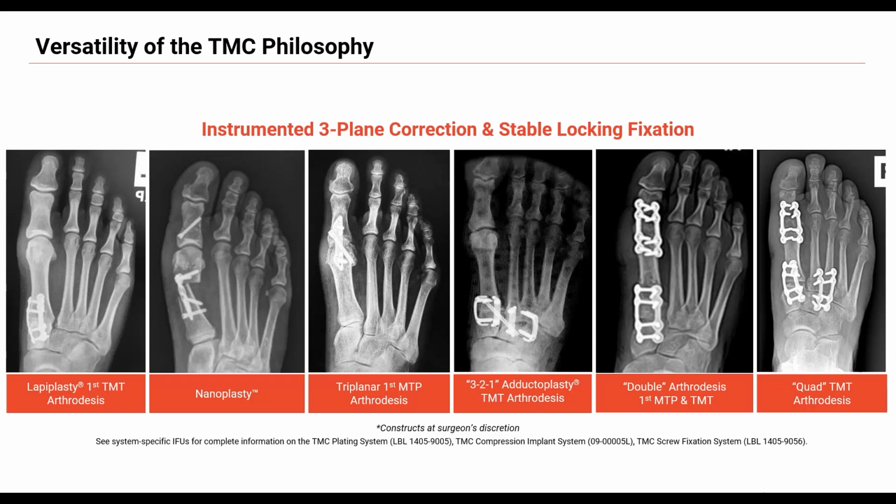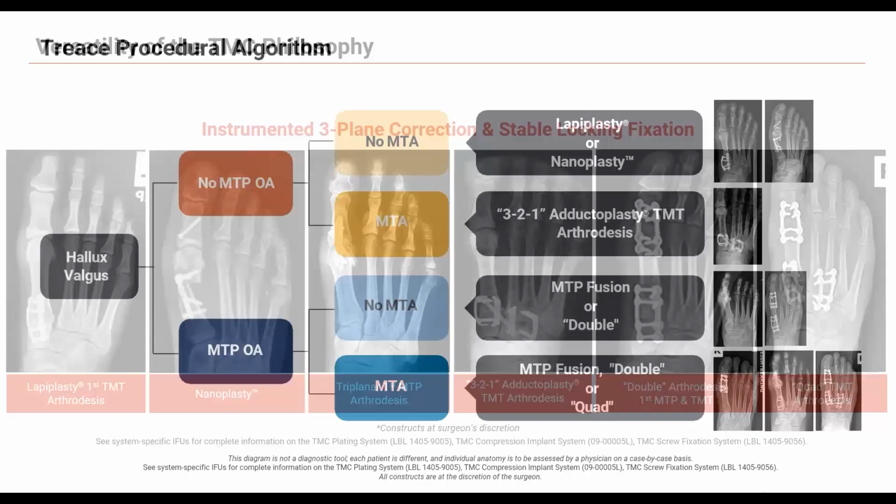The three of us are going to go through this, and we'd love to hear your questions, so we'll answer those as well. We're going to take it from traditional Lapiplasty all the way through the nanoplasty, and then MTP joint arthrodesis, which has a triplanar correction, and then adductoplasty. Sometimes you might have to arthrodese even more and combine these, where you take the first ray and arthrodese completely with a double, or do a 3-2-1 and add the first MTP joint as well, or a quad as we call it.